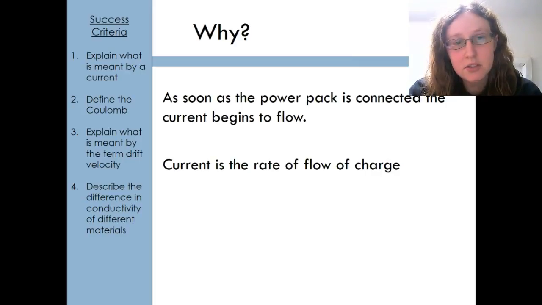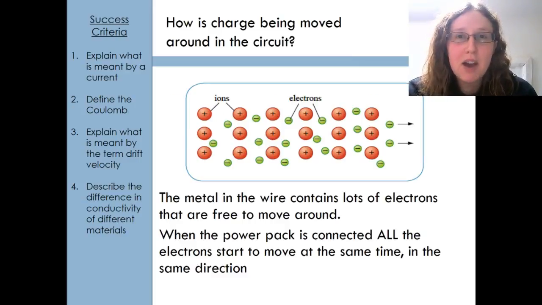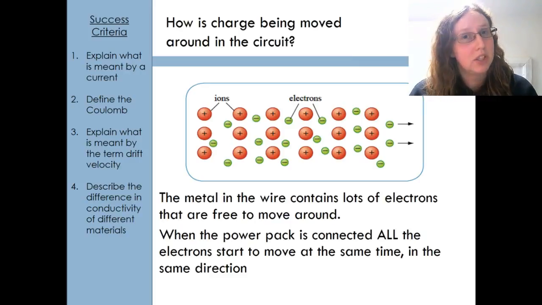And the current is the rate of flow of charge. So as soon as I start moving the charge around inside the circuit, I can start operating devices in my circuit. So what we need to then think about is, how is that charge being moved around the circuit? Where's that charge coming from? Where's it going to? Well, if we think about the metal wires, what we know is that there are loads of electrons in there. They're loosely bound to the positive ions that make up the wire, but because it's a metal, those electrons are free to move.